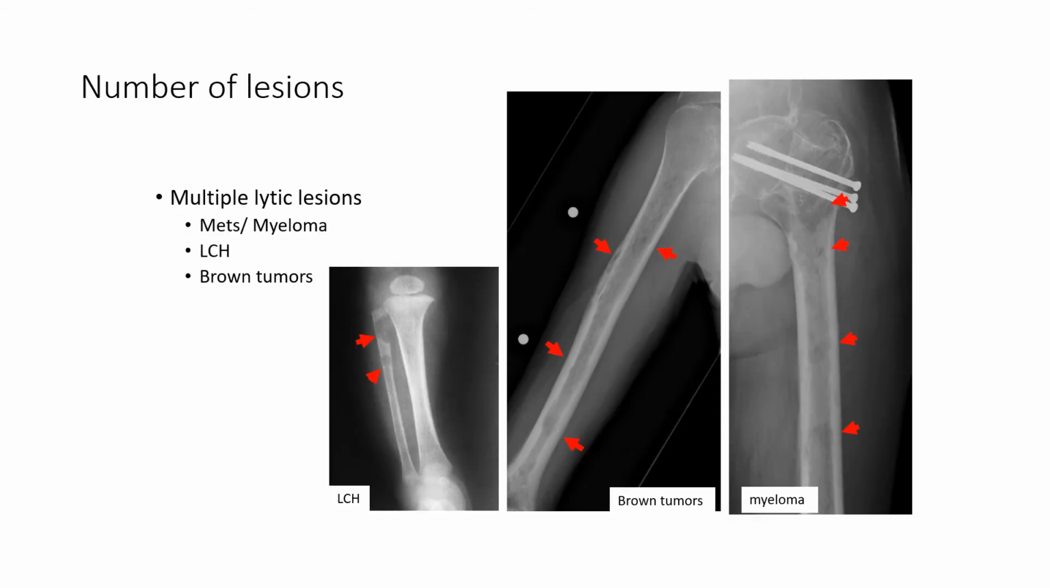The number of lesions is also important to consider. Multiple lytic lesions typically signify Mets, myeloma, Langerhans cell histiocytosis, or brown tumors. Now, brown tumor is not a malignant tumor, but it can be a fulminant process.